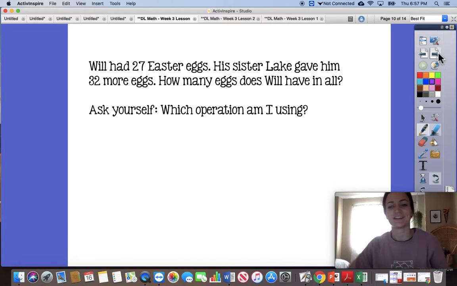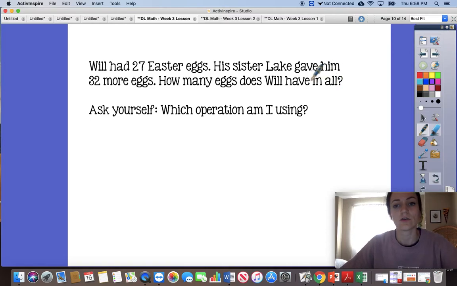Okay, so hopefully you had fun spelling your name and doing that exercise. Let's look at 4 more word problems and decide if we're adding, subtracting, multiplying, or dividing, okay? Will had 27 Easter eggs. His sister Lake gave him 32 more eggs. How many eggs does William have in all?